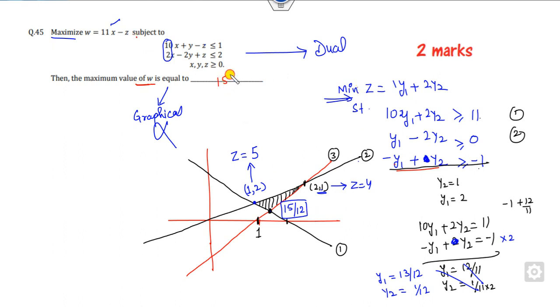So the right answer is my this one, because we solve this, we want the minimum value. So this is 1 point something, this is 5, 4. So the right answer of my is here. So you can see there is no need to solve this by the graphical method or simplex method. You have to solve this problem.